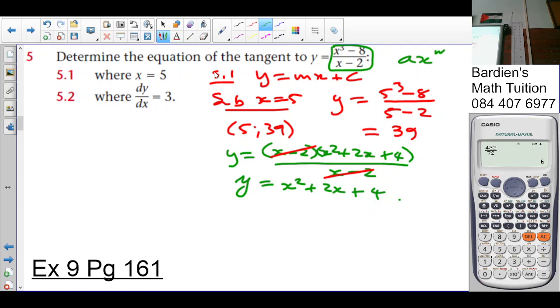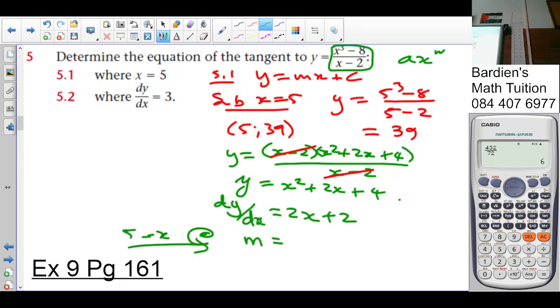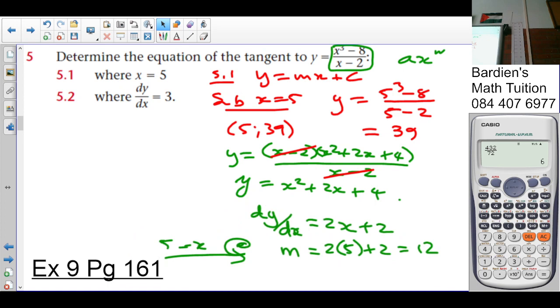So what do I do? I apply my derivative. So this is going to be dy over dx, the derivative of y with respect to x, going to be 2x plus 2. Now the gradient at x is equal to 5 is 2 times 5 plus 2, which is 12. Okay, you all agree with that?